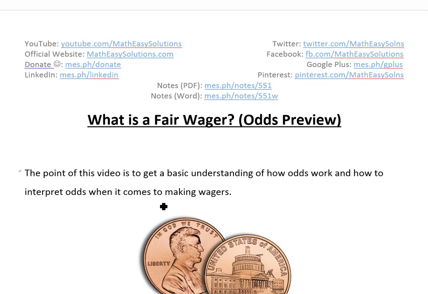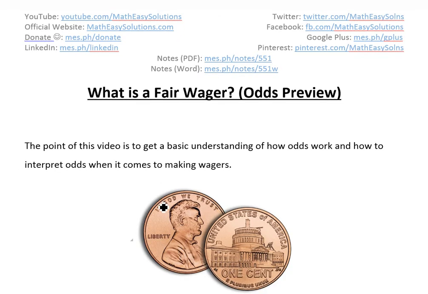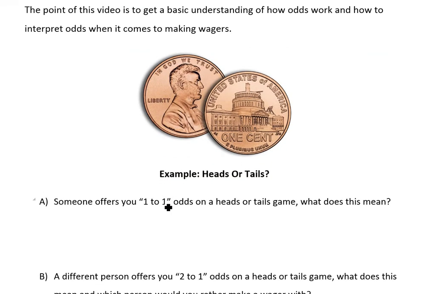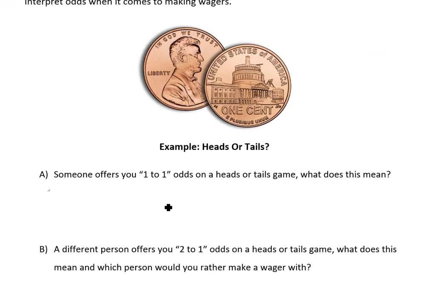I'll be doing a segment on what makes a fair wager, and it's basically an odds preview. The point of this video is to get a basic understanding of how odds work and how to interpret the odds when you're making bets or wagers. The first thing I'm going to do is give you an example, which is the heads or tails example. It's one of the easiest ones to do, really simple to understand how odds work.